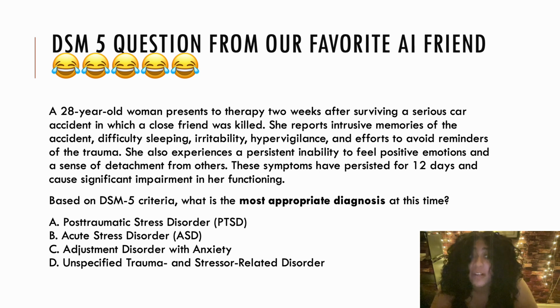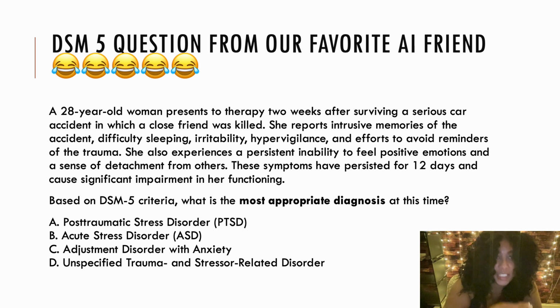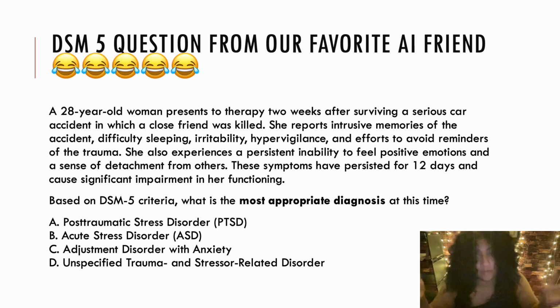Now, this is the question. Based on the DSM-5 criteria, what is the most appropriate? Which one of these diagnoses is presented strongly in this vignette? Is it A, PTSD? Is it going to be ASD? Is it going to be adjustment disorder with anxiety? Or is it going to be unspecified, meaning we don't have enough information to even have an accurate diagnosis at this time?